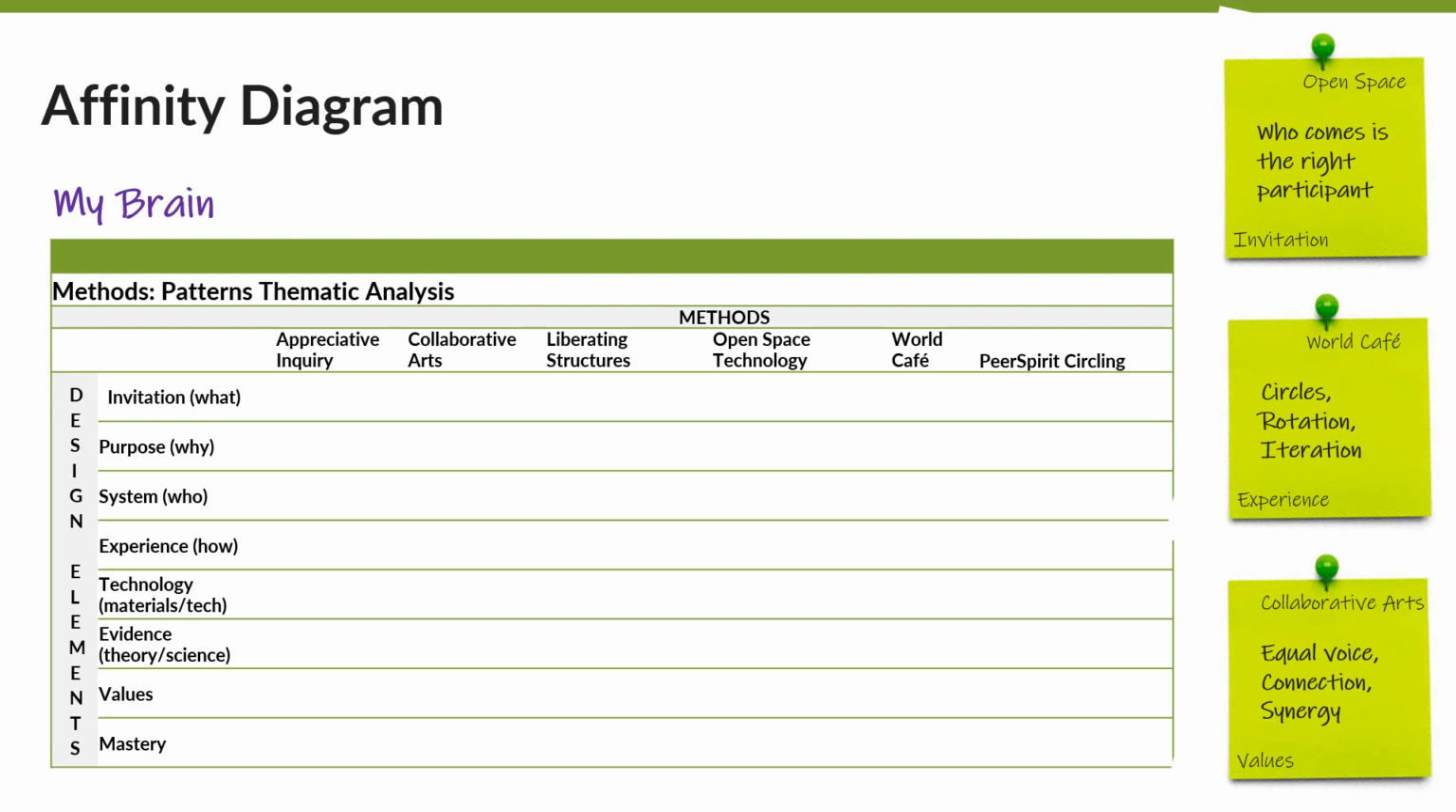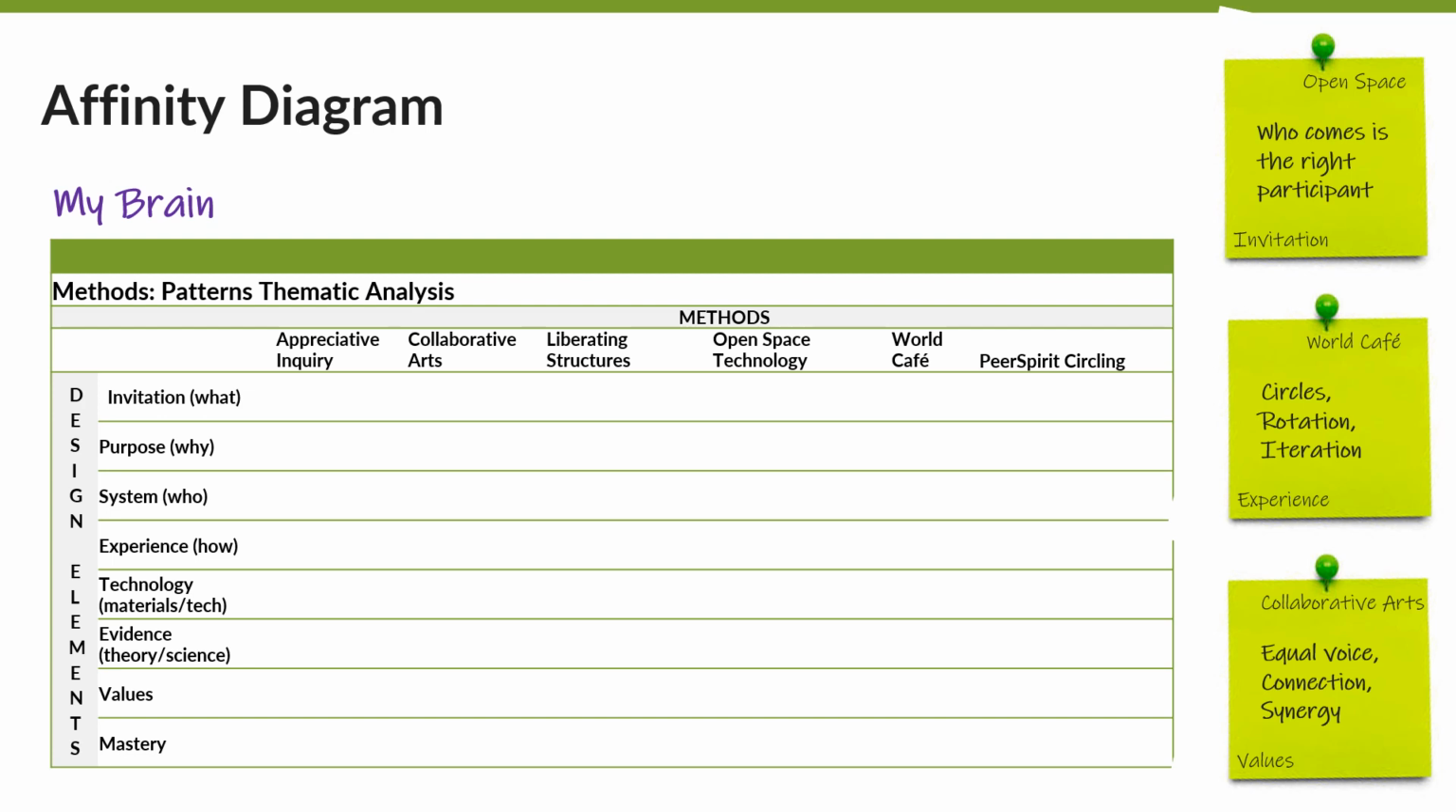So once we started talking about the design elements and how those applied to each of the methods, that gave me something to sort of anchor around. And in my mind, that looks like the chart that I have on the slide here. That's how my head wants to organize these methods. I want to look at each method. What is their invitation like? Why, or what is the purpose? Why do they use that method? Who is involved, from the system standpoint?